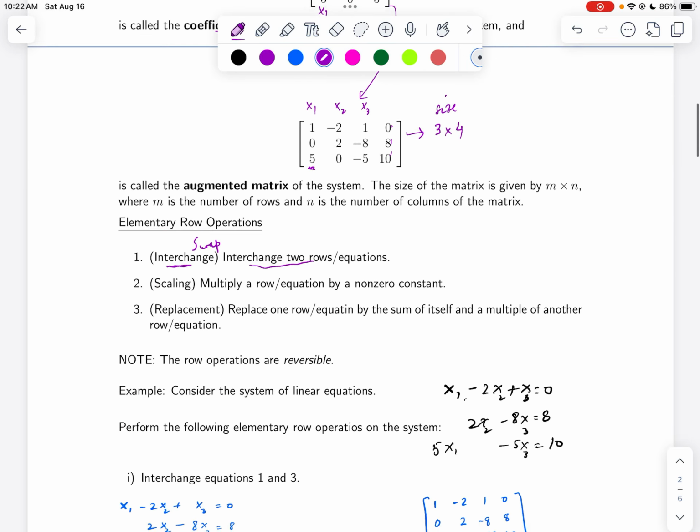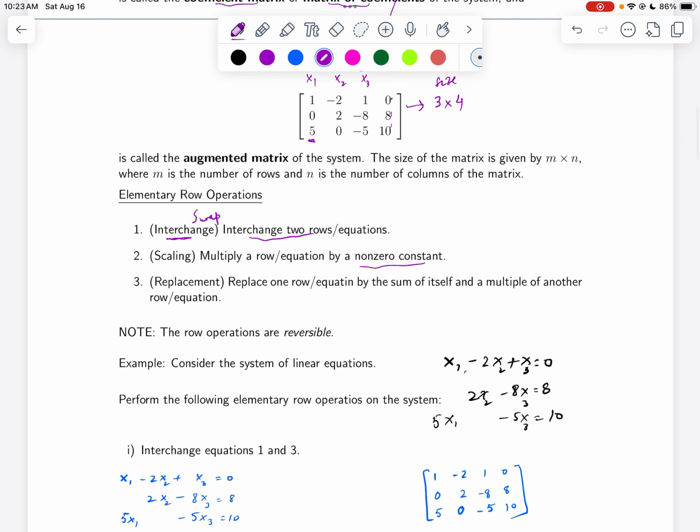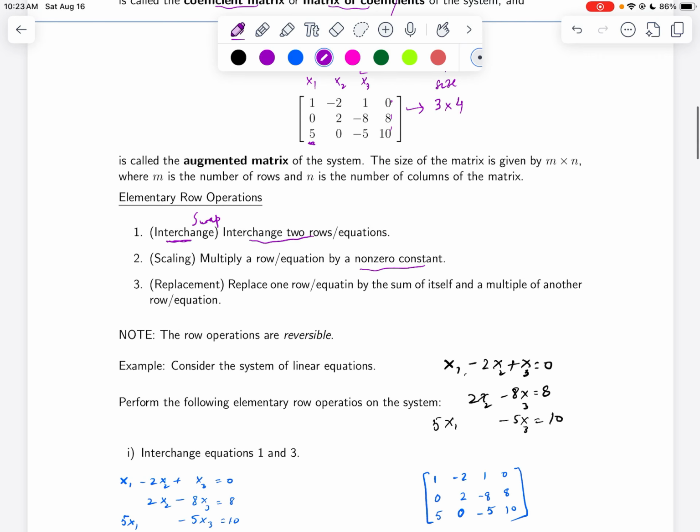Just in a minute. Okay, the second thing we can do is multiply an equation or a row of a matrix by a non-zero constant. It could be a negative number, a positive number, any fraction, anything. You can multiply the whole equation or the whole row of the matrix. Remember, these are the rows. We denote the first one by R1, uppercase R2, and uppercase R3.